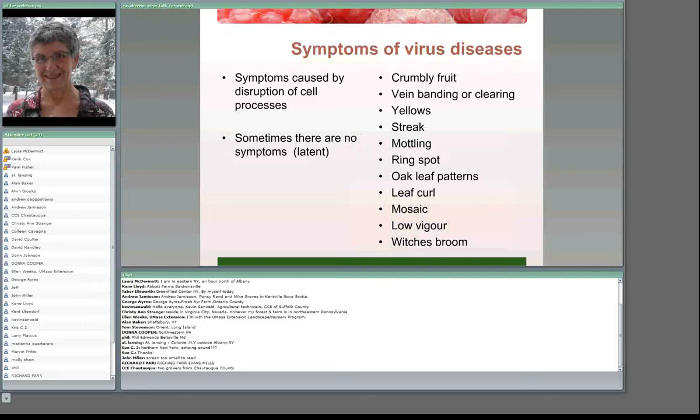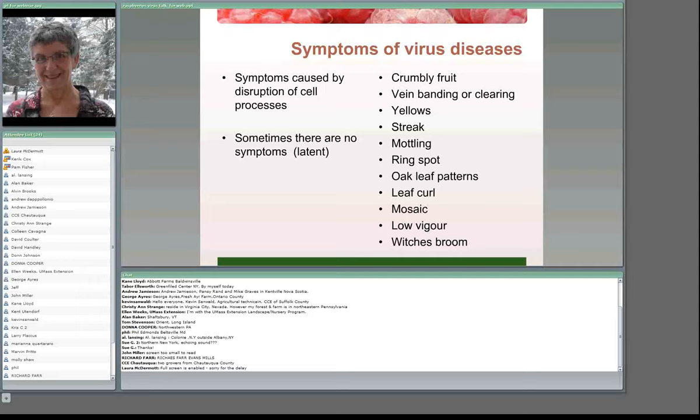Now, because viruses live and multiply inside plant cells, they disrupt plant cell processes. And this can cause many, many different types of symptoms. And the type of symptom that's expressed by viruses depends not only on the virus, but it can depend on the time of year, the variety infected, and the number of viruses present in the plant. So these symptoms include things like crumbly fruit or yellowing or spotting of the tissue, leaf curl, and low plant vigor. Virus diseases are often named after the symptoms that they cause. For example, raspberry bushy dwarf virus is one of the viruses we'll be talking about today.